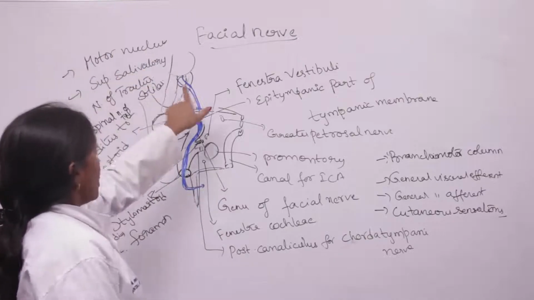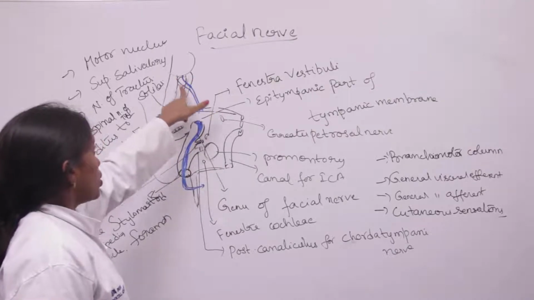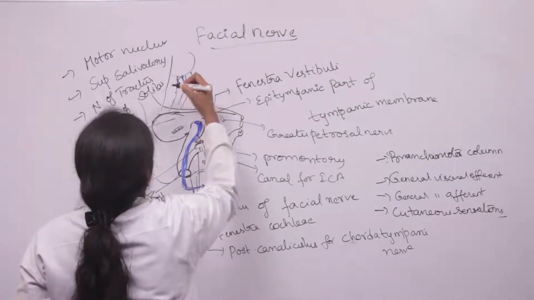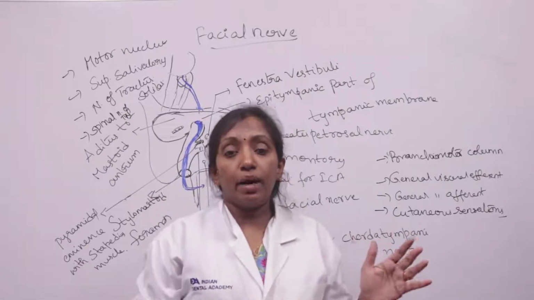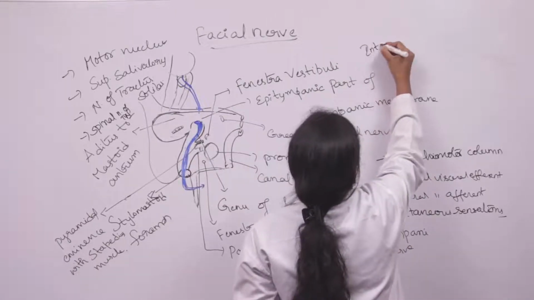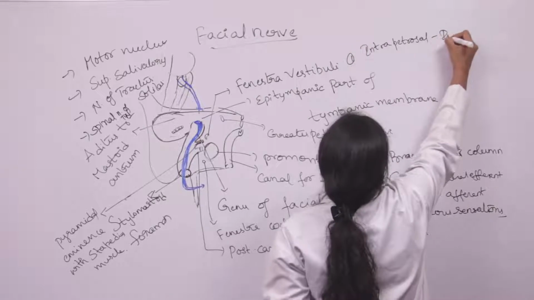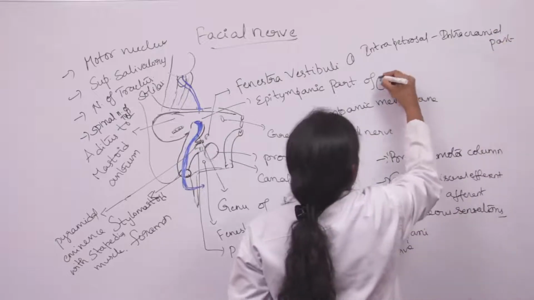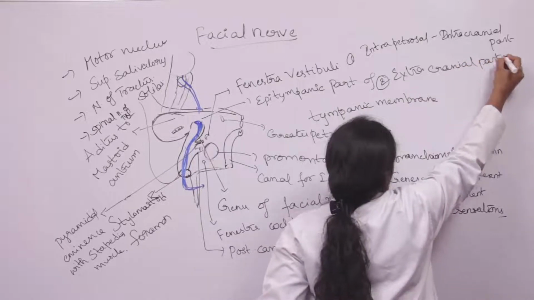Coming to the course, the motor and sensory roots emerge from the lower part of the pons between the olive and the inferior cerebellar peduncle. The course of the nerve consists of two parts: the intrapetrous and intracranial part, and the extracranial part. Two courses are present.